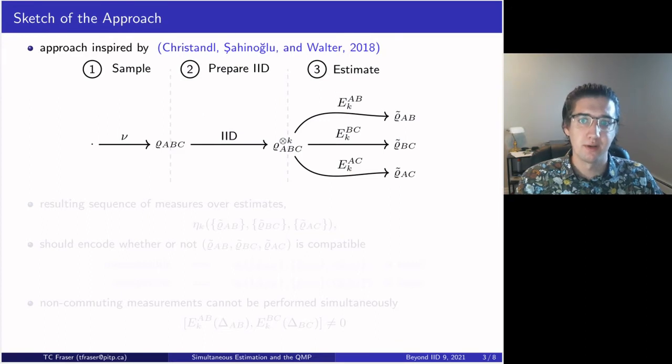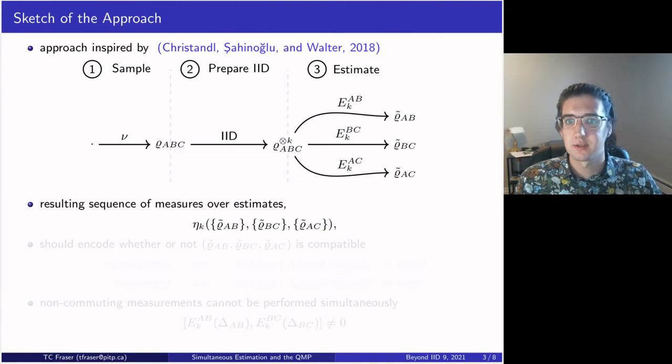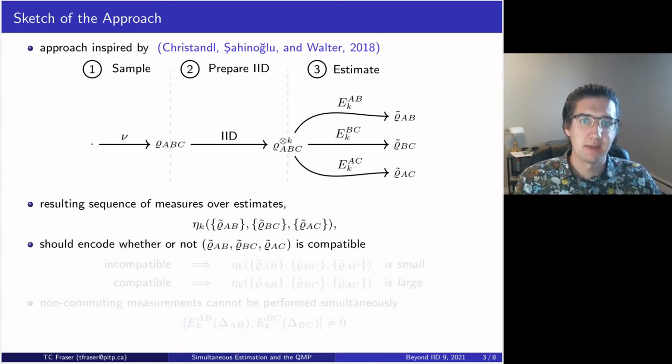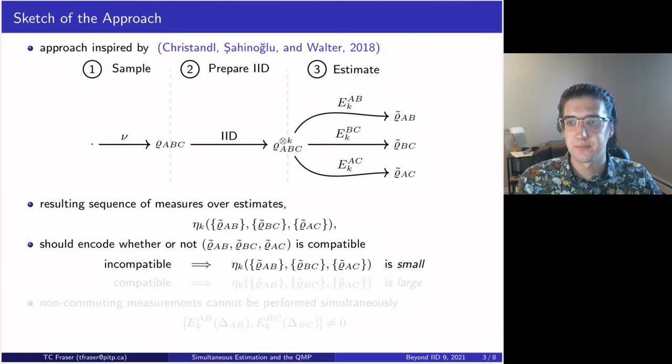The point of this approach is to examine the resulting sequence of probability measures over the space of possible estimates for the marginals, which I'll denote eta sub k. On one hand, if the probability for a bad estimate can be made sufficiently low, then the probability of producing incompatible marginals should also be low. On the other hand, if the prior probability measure is suitably chosen, then the probability of producing compatible marginals should be reasonably high.